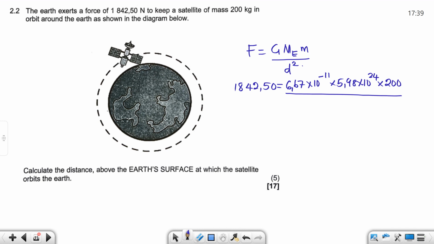Please listen to this part. You are going to complete this calculation and get your d. But that's not the answer, because the question says, calculate the distance above the Earth's surface. Let me quickly explain: this d is the distance between the satellite and the center of the Earth. Please take note.